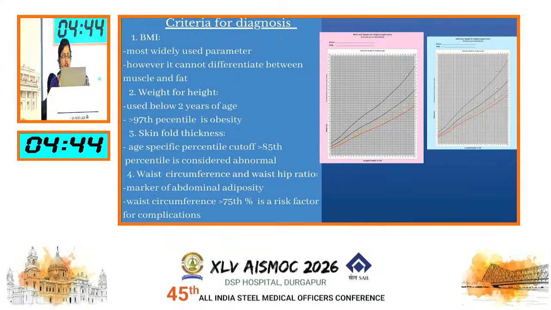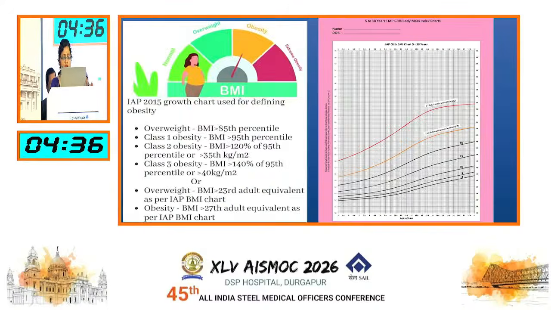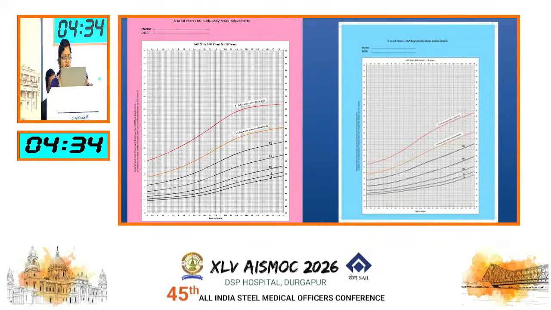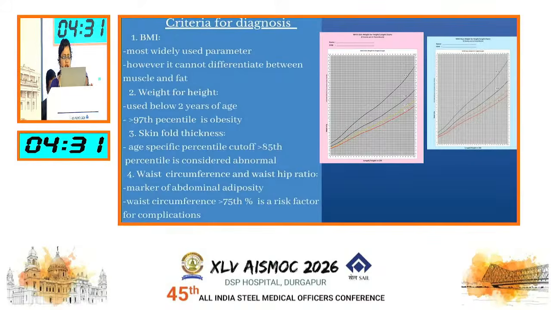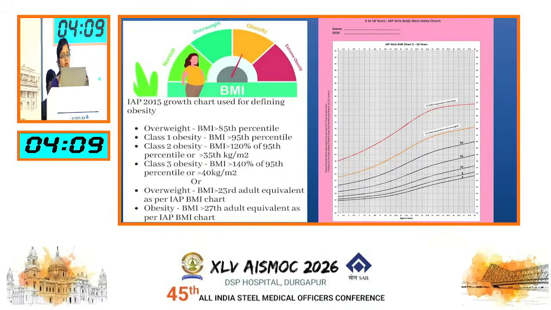The criteria for diagnosis is body mass index after 2 years. But before that, we need to take the height and weight growth chart, and more than that, the body mass index growth chart that we plot over here. Weight for height below 2 years, if more than the 97th percentile, is obesity. Other parameters are skin fold thickness, waist circumference, and waist-hip ratio. Waist circumference more than the 95th percentile is a very high risk factor for complications.